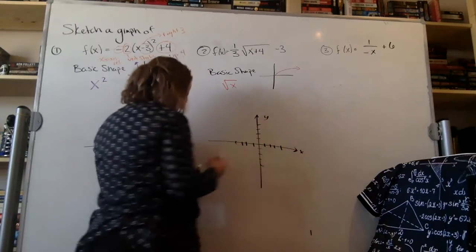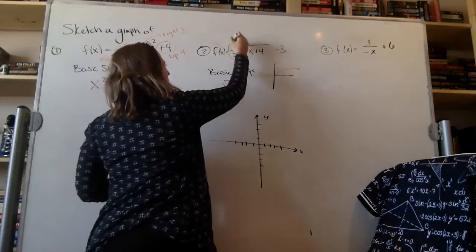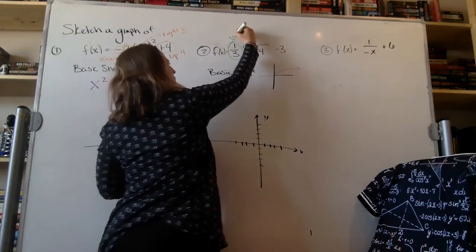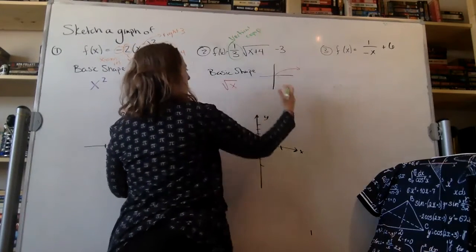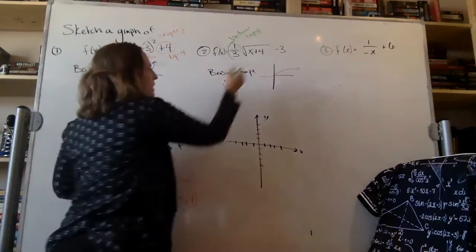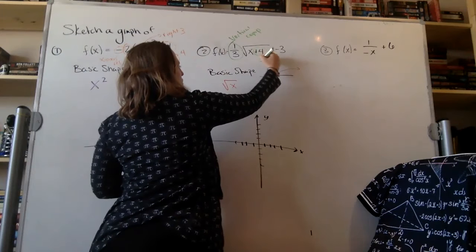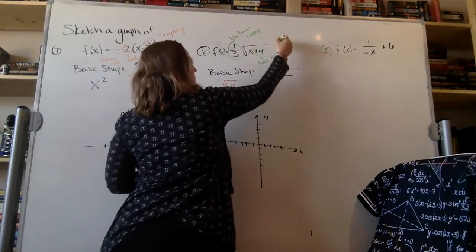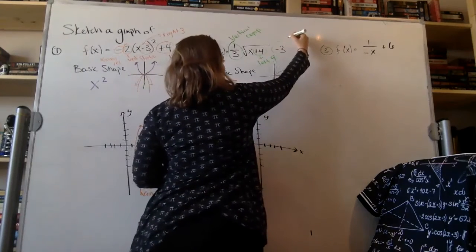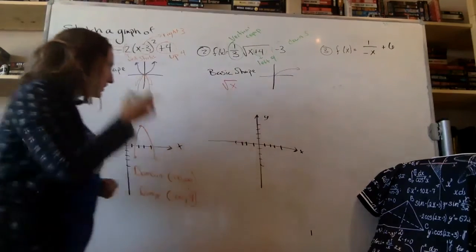So what transformations have we applied? Well, we've got a multiplier here. This represents a vertical stretch or compression. In this case, it's a vertical compression. We're compressing this graph down. Plus 4 inside with the x is a horizontal shift, and that's a shift left 4. Minus 3 outside is a vertical shift, so that's down 3. No reflections in this one.